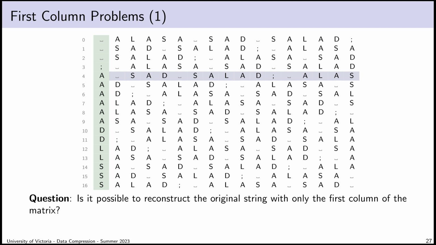Now, then there's the question of, wait a minute, if all I want are runs of the same character, why not use the first column? Like, why is it that I'm taking the last column? That seems quite a ways away from the most comfortable part of the matrix, which is the beginning.